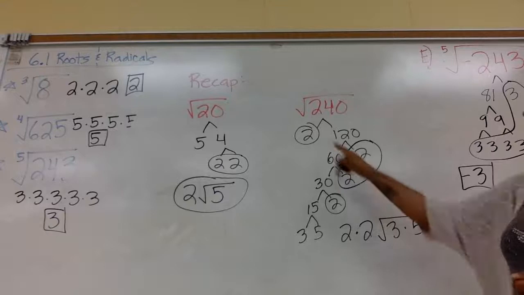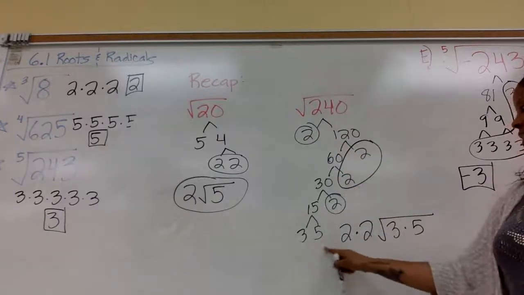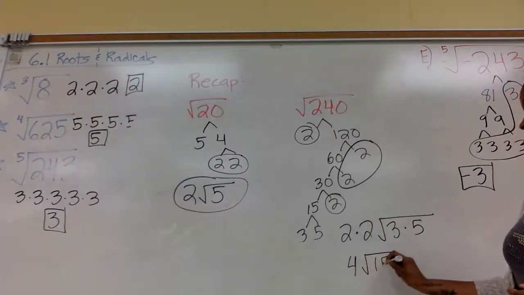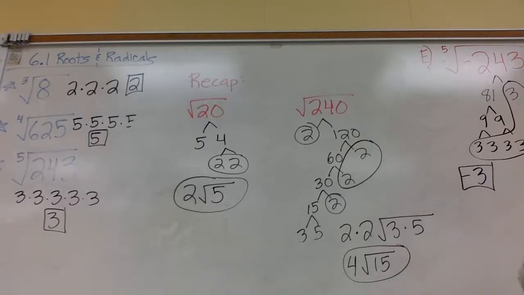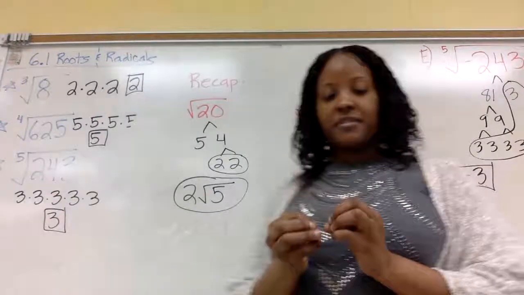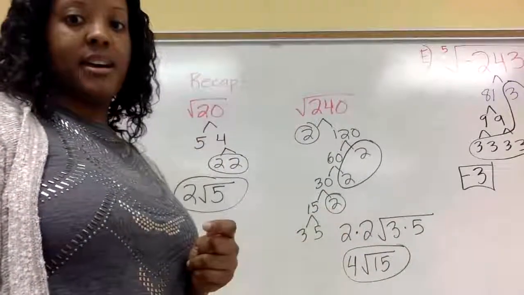I have a pair here, and then I got a pair there. Leftover prime numbers go on the inside. So my final answer is 4 square root 15. Again, that's a little recap. In the next video, we are going to add some variables. Same concept though, so don't get confused. We're still going to do a factor tree. Complete groups of your index go on the outside, and everything else goes on the inside.